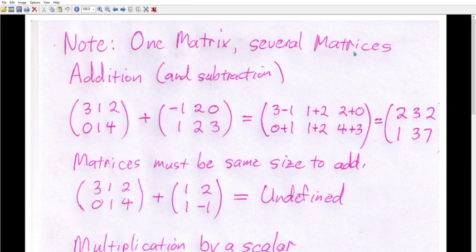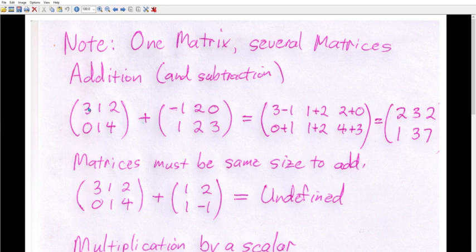Okay, now let's talk about operations that you can do with matrices, and one of them is addition and in fact subtraction. I'm just going to show you addition. I think you can probably figure out subtraction from this. Okay, so you take this matrix which has 2 rows and 3 columns, and you can add it to another matrix if that matrix has 2 rows and 3 columns. And the way you add is just component by component.